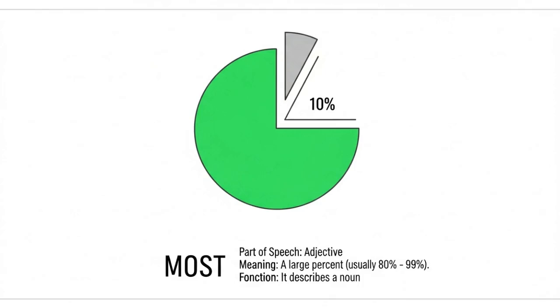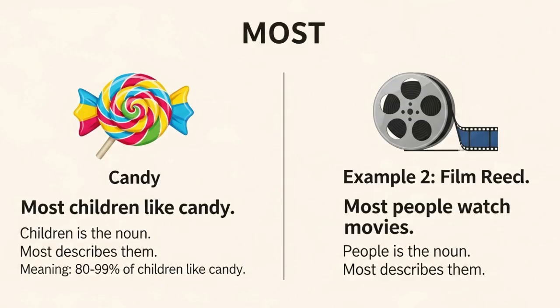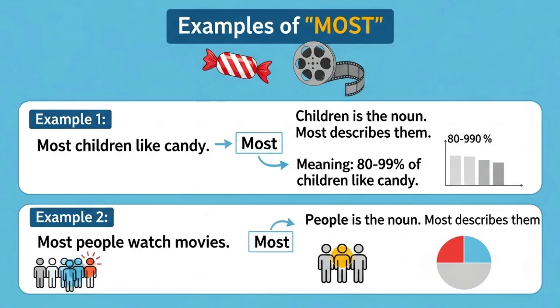Most children like candy. So this means between 80 to 99% of children like candy. Children is the noun. So most is what describes children. It's the adjective. Let's look at example number 2. Most people watch movies. So again, people is the noun and most is the adjective that is describing people. So again, most is a large percent.